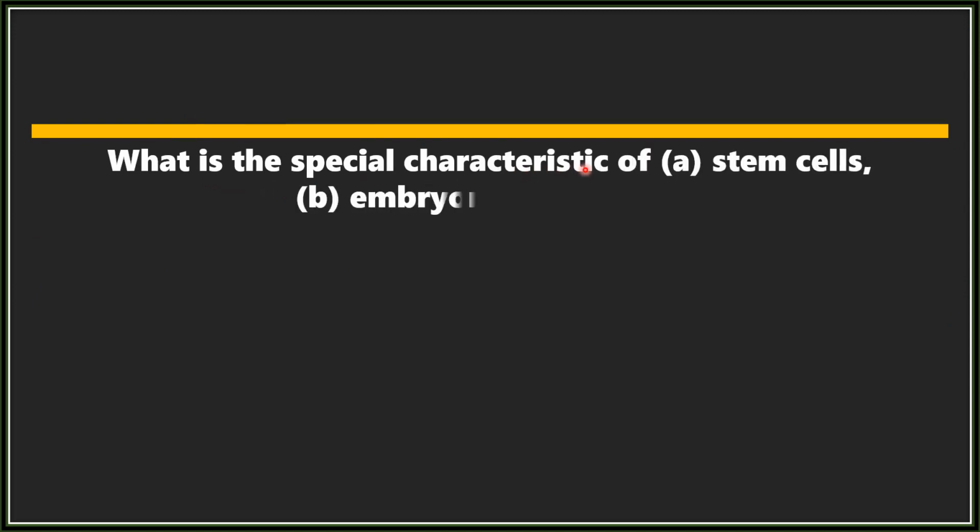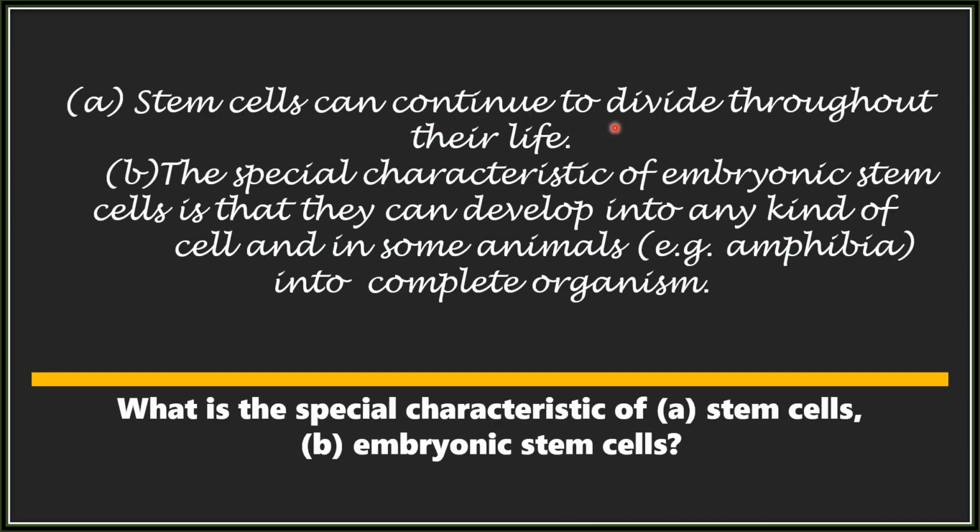What is the special characteristic of stem cells and embryonic stem cells? Stem cells can continue to divide throughout their life. The special characteristic of embryonic stem cells is that they can develop into any kind of cell, and in some animals, for example amphibians, into a complete organism.